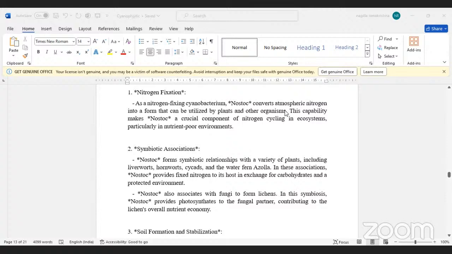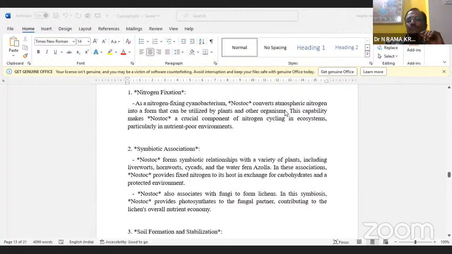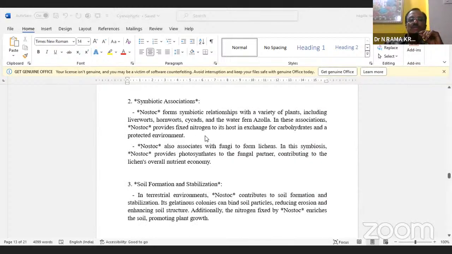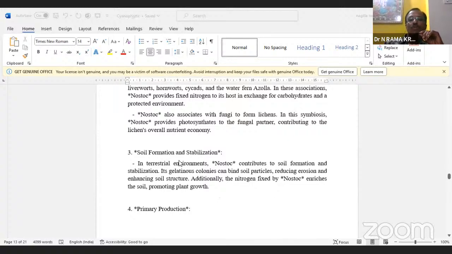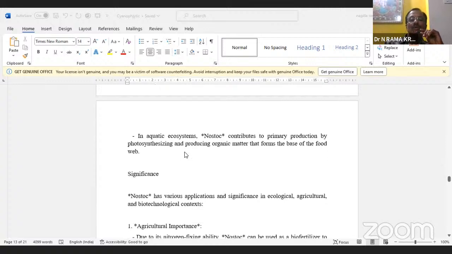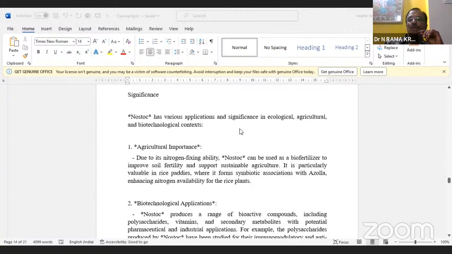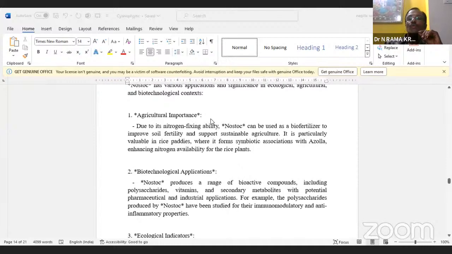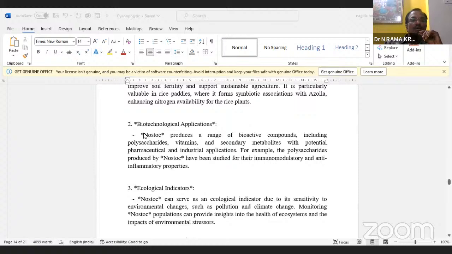Yes, sir. So it is very helpful to the environment. You see, here are nitrogen fixation, symbiotic associations, and soil stabilization. This is in primary production. And also, in agriculture it plays a very important role in the environment due to this nitrogen fixation, and also biotechnological applications.